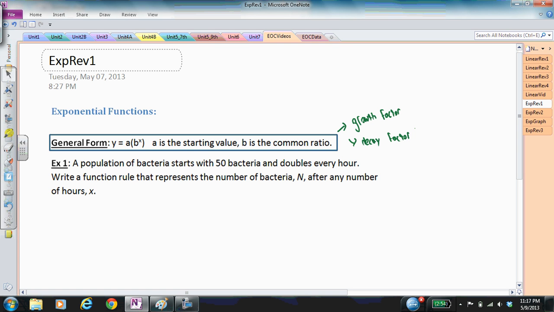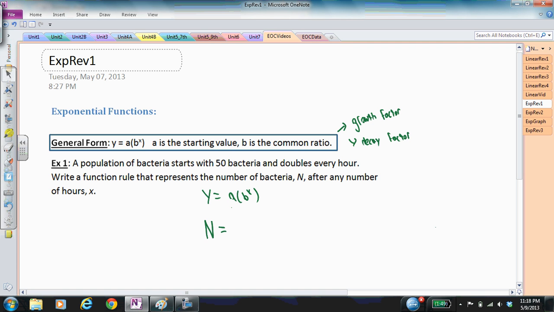So let's look at a general example just to get our brains going on exponential functions. The population of bacteria starts with 50 bacteria and doubles every hour. Write a function rule that represents the number of bacteria after any number of hours x. So our form is y equals a times b to the x. But it says after any number of hours n. So instead of y, I'm going to use n.